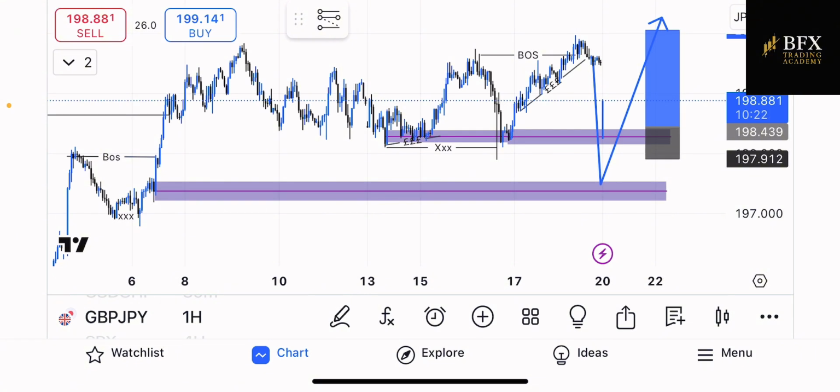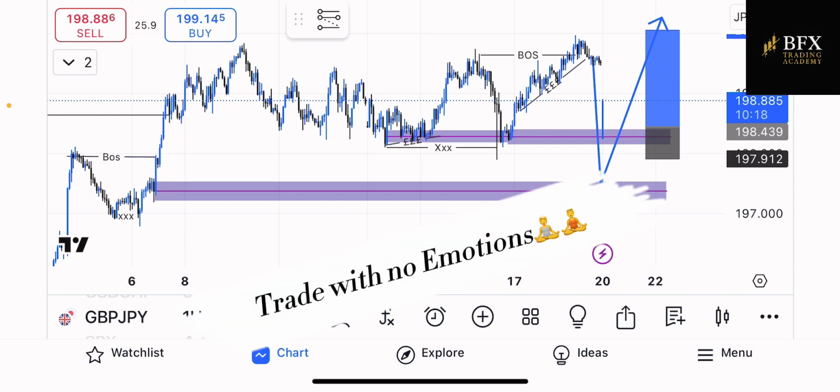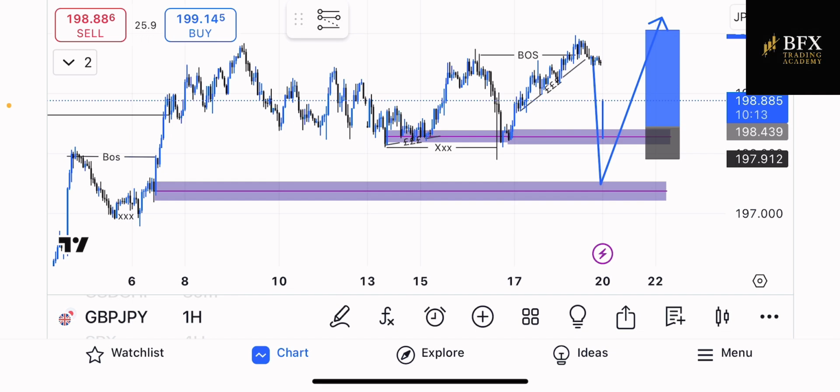Just believe in yourself. Don't trade with emotions. Just believe in yourself. Have a reason you are taking the trade. Don't force trades, okay?